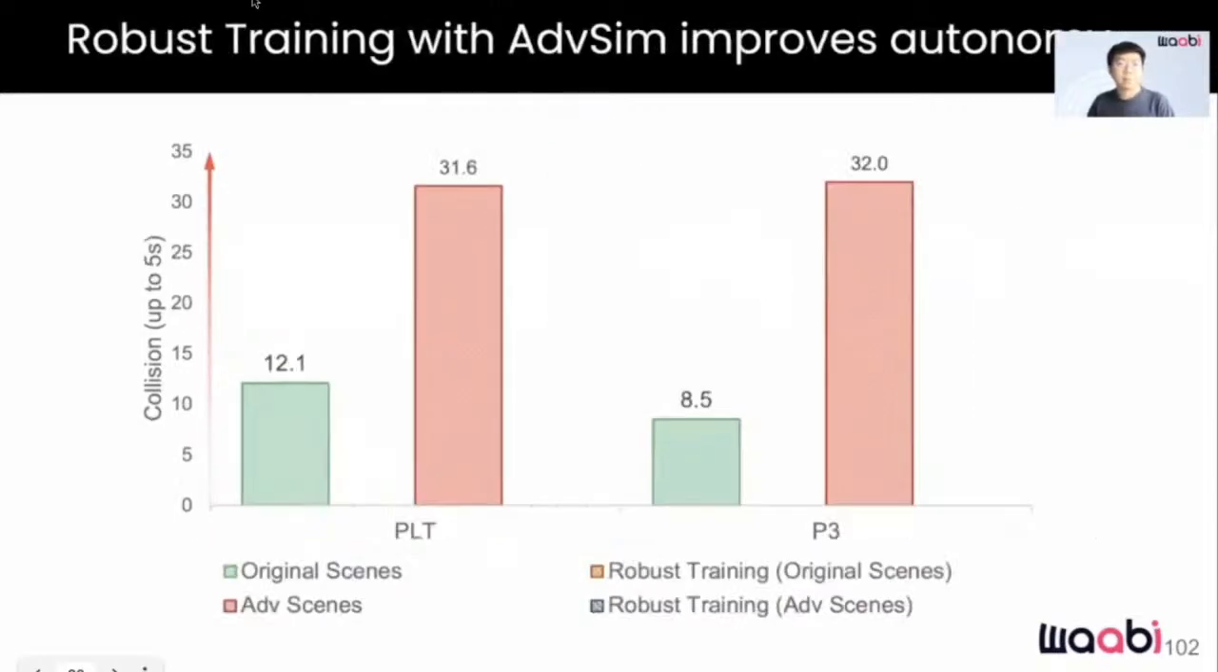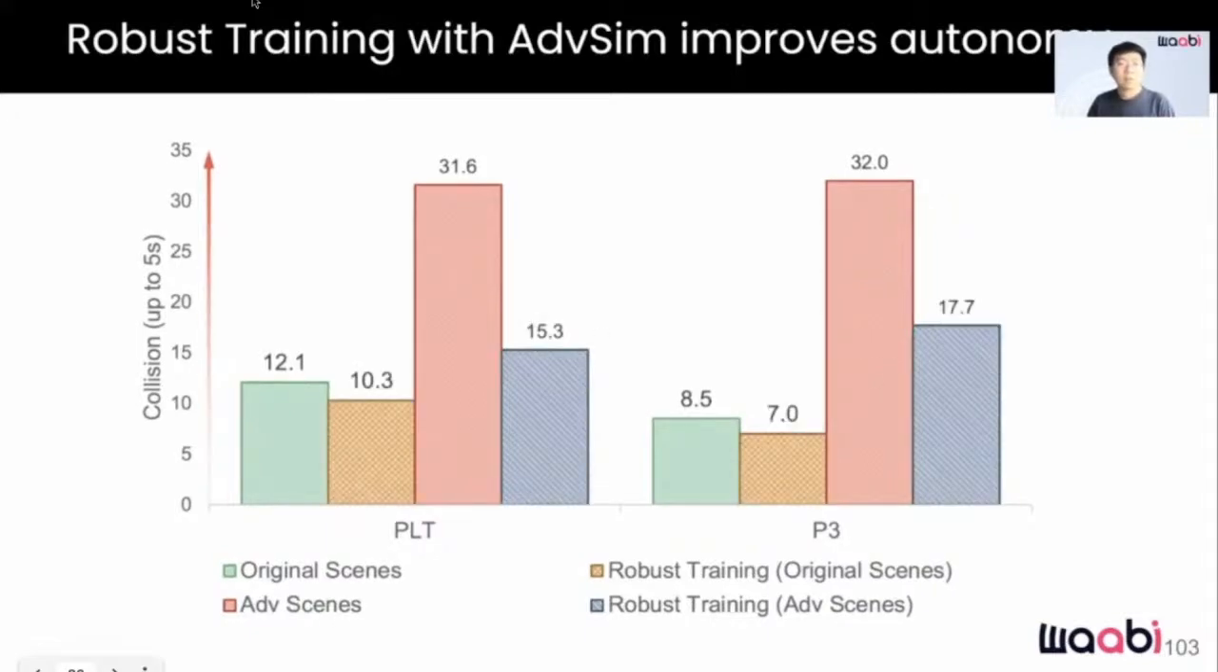Adversarial scenarios can also be used in autonomy system training to improve the performance. We take 2 pre-trained SOTA autonomy systems, PLT and P3, and fine-tune them on a dataset augmented with adversarial scenarios. Robust training with adversarial generated scenarios helps improve the performance on both the original and adversarial scenarios, making the autonomy system safer.